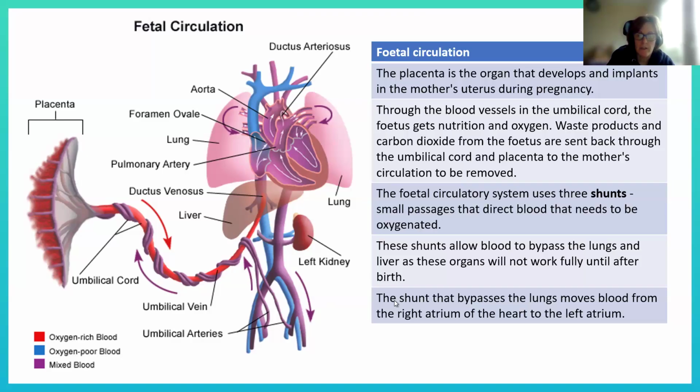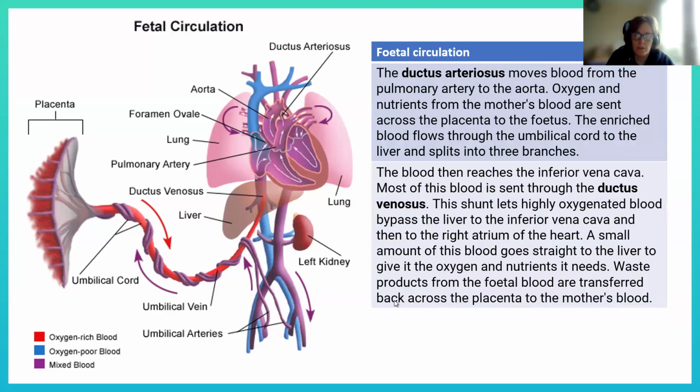And that can sometimes occasionally stay open after birth. You might have heard of people talking about babies having a hole in the heart. That's what happens. So these little ducts then, we have the ductus arteriosus, which moves blood from the pulmonary artery to the aorta. Oxygen and nutrients from the mother's blood are sent across the placenta to the fetus, as we know, and this is enriched with everything that the baby needs. Well, fetus, we should say, it's not really a baby yet.